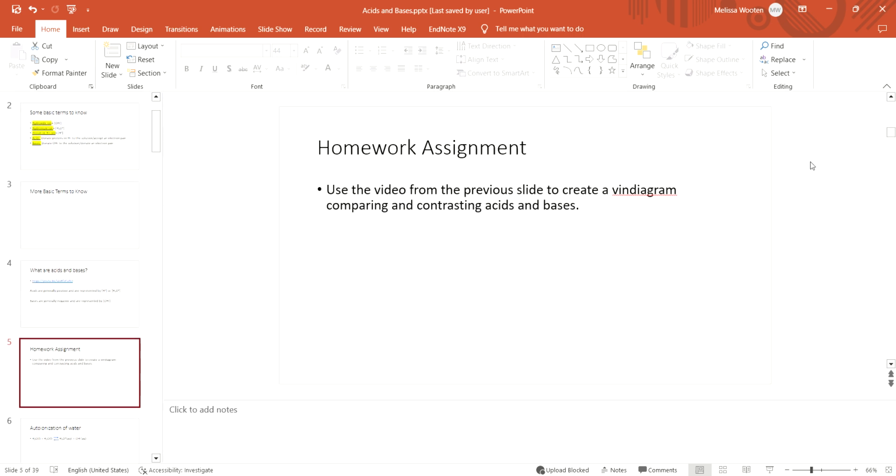If you are in my Gen Chem class, you will be doing this homework assignment using the video from the previous slide to create a Venn diagram comparing and contrasting acids and bases. So I want you to talk about the properties of acids and bases and compare and contrast them.